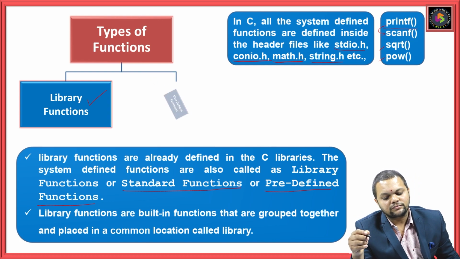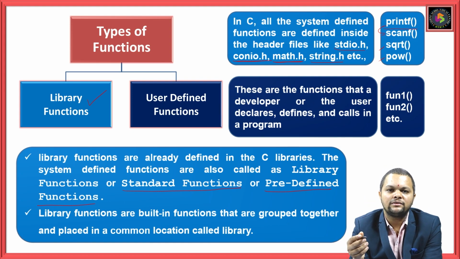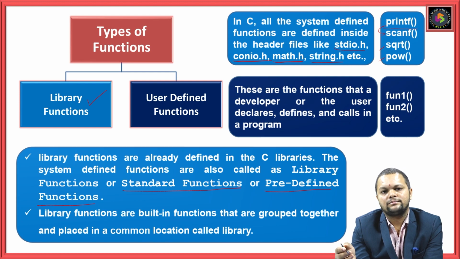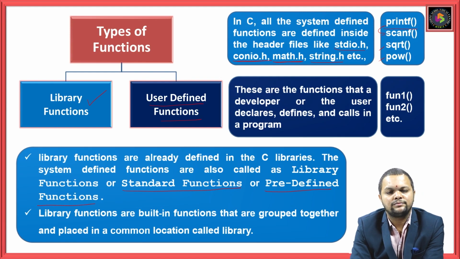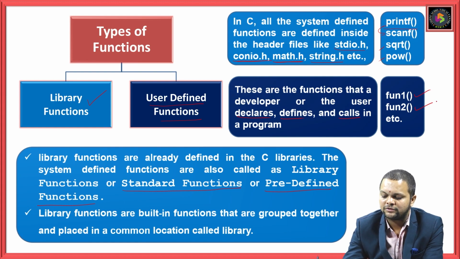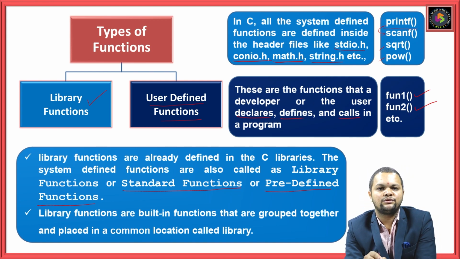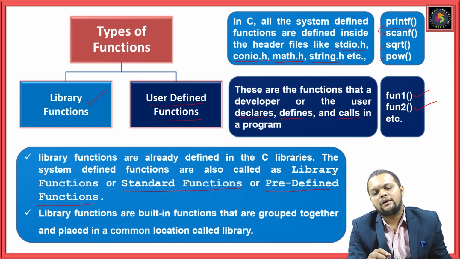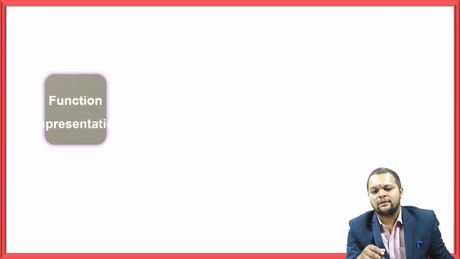Next, we have user-defined types of functions. User-defined means a user, a programmer, a person who is doing a program. Whoever is creating a function, those functions are called user-defined functions. That means the user will define that function, declare that function, and call that particular function. Examples, you can take your own names. So these are two types of functions. The first one is the library function, the second is the user-defined function. Library functions already have a predefined meaning. User-defined functions are created by a user.